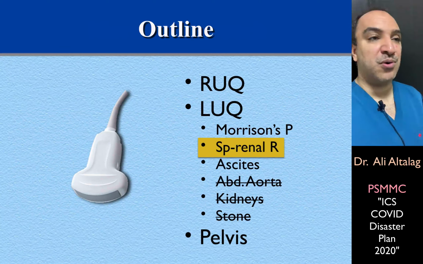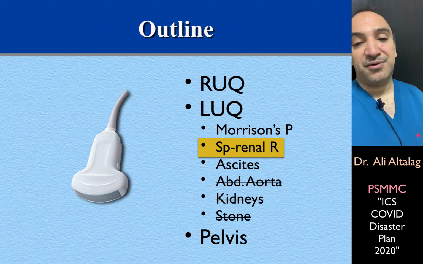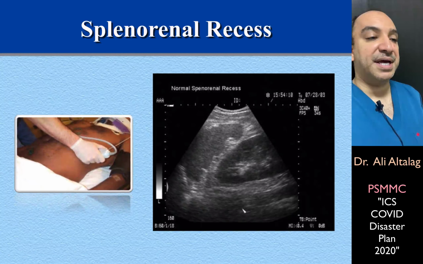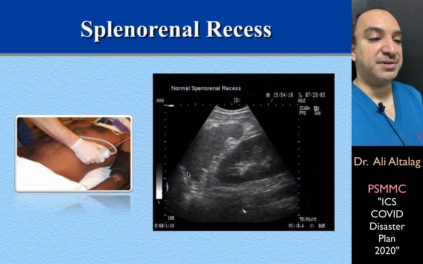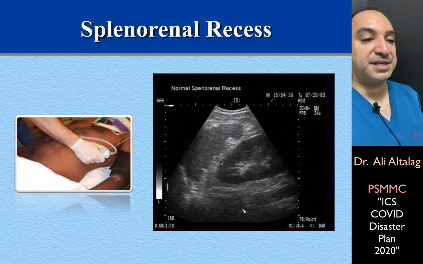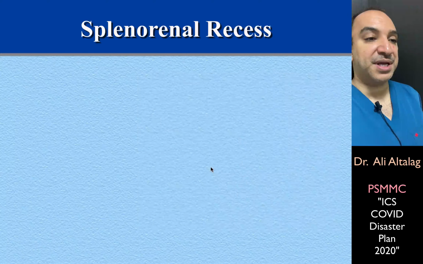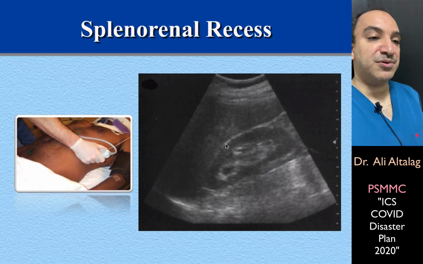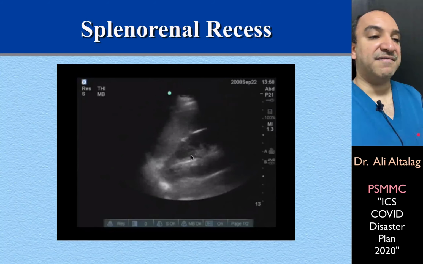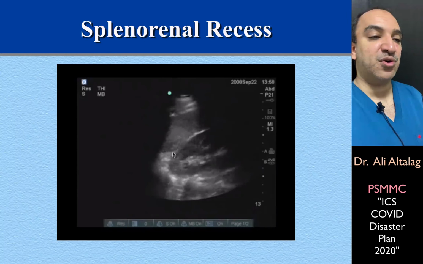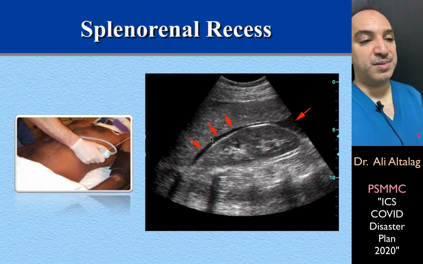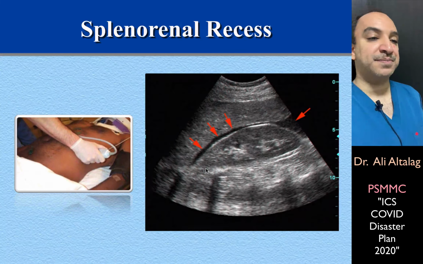Now, Morrison's pouch is also called hepatorenal recess. On the other side, we have no Morrison's pouch, we have the splenorenal recess, where you see the diaphragm, the spleen, and the left kidney. This is the splenorenal recess. And this is another splenorenal recess, although the spleen looks big here. This is a live image of normal splenorenal recess. There is no fluid there. And this is an image with fluid at the splenorenal recess extending downwards.